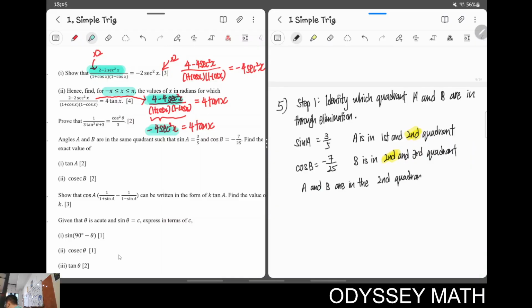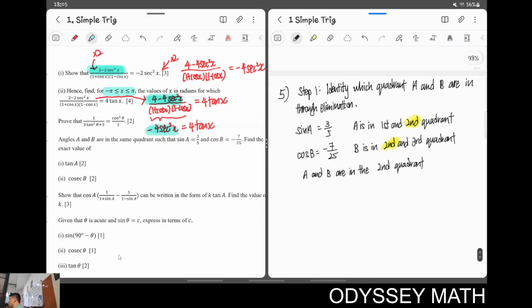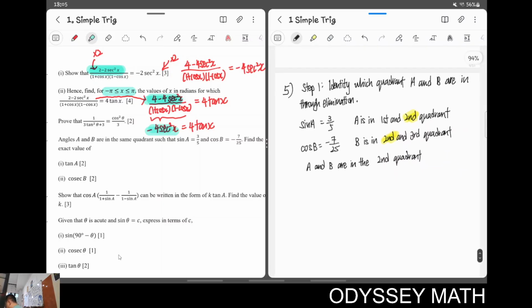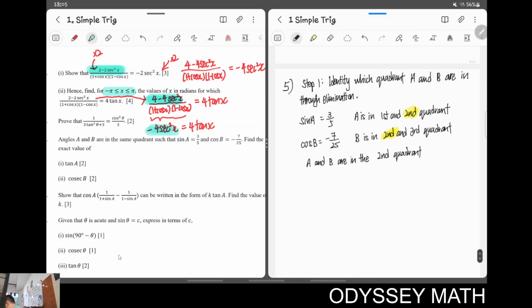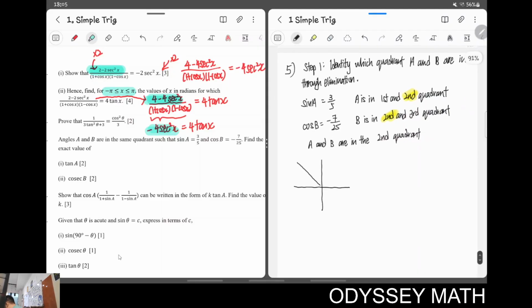Do you know why I decided to take so long to write this? It's because if you identify the wrong quadrant, 5 marks gone, out of 30 or 35, depending on your test. So you really need to identify the right quadrant, because math is built upon one another. Now we have identified that A and B are in the second quadrant, right? Now we draw the ASTC. Okay, later I'm going to write something in red. So they are both in the second quadrant.